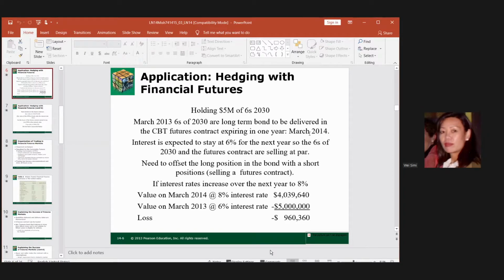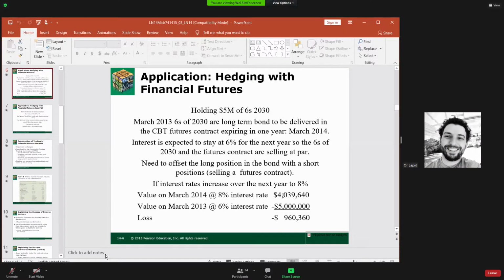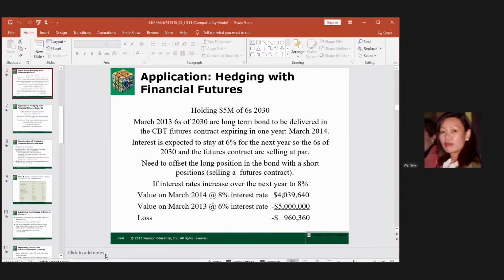Huh? What are you talking about? No, the bond is right now trading at this price. Why? Because interest is going up, so the bond is trading here, right? So why would I pay 5 million for it? What do you mean you pay 5 million? Your bond has dropped to 4 million now. So would the buyer pay 4 million or 5 million for it?